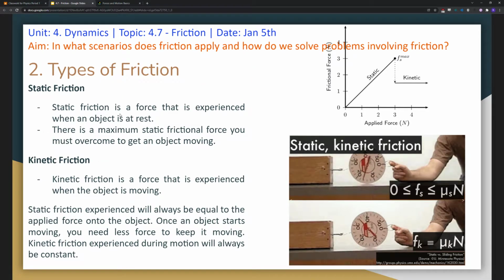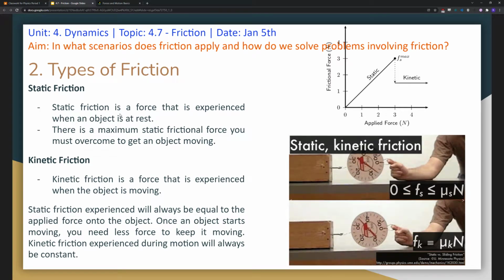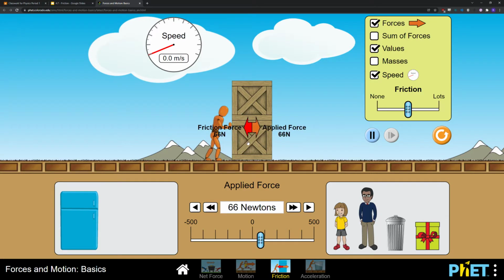Static friction is a force that is experienced when an object is at rest. And once you get the object to start moving, we call that kinetic friction. The kinetic friction is always less than the maximum static friction experienced, and you need less force to keep it moving. So going back to this, let's say I apply a force of 160 newtons, and that means there's a static frictional force of 160 newtons in the opposite direction, because the object is at rest.